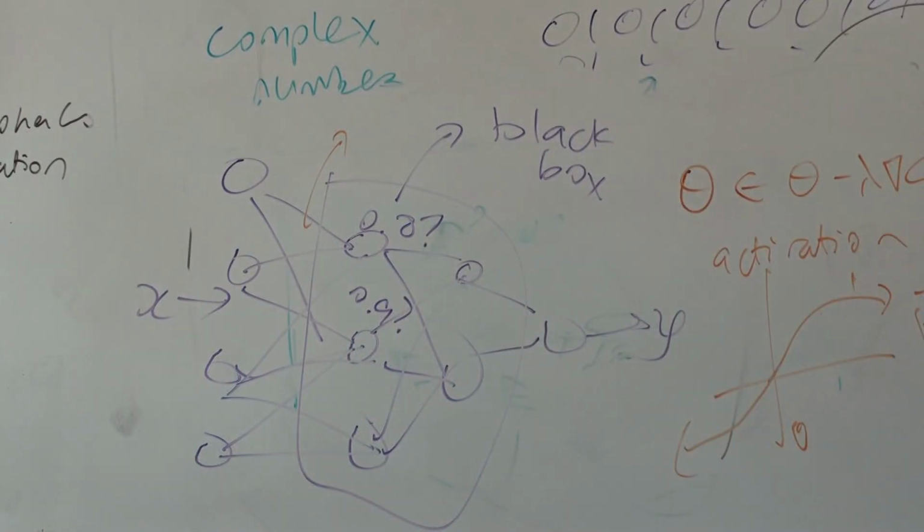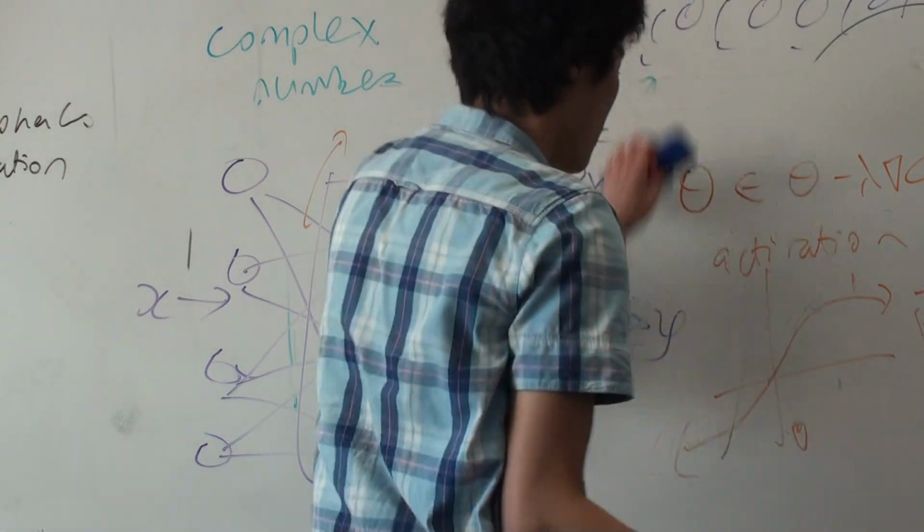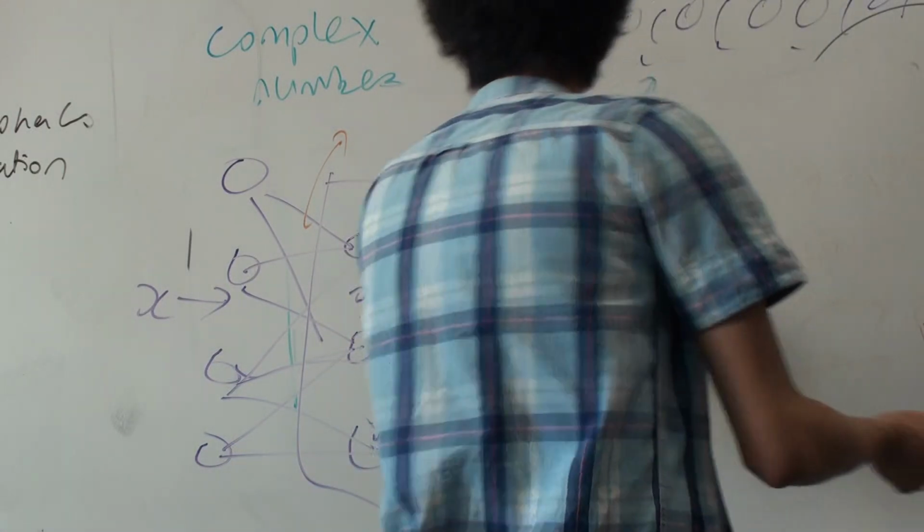ReLU is the one you should always use, and probably sigmoid. But ReLU is the one for machine learning. This is the wonder of machine learning, ReLU, right? However, you may be wondering, why does it just squash to 0? Maybe we shouldn't do that.